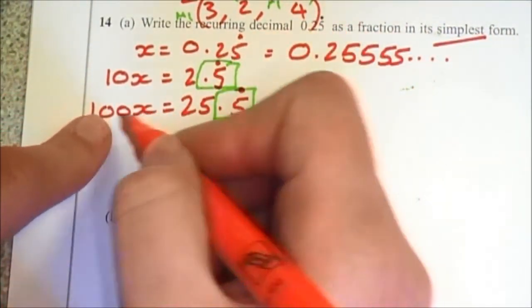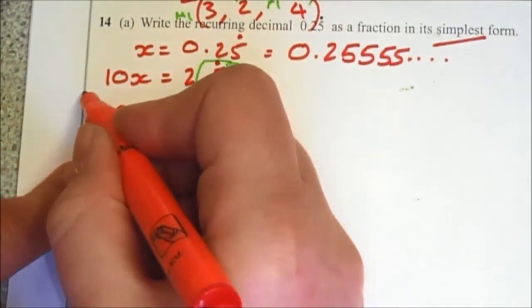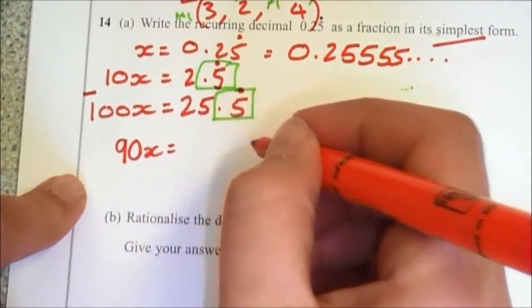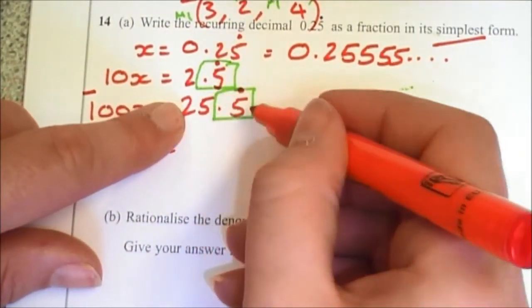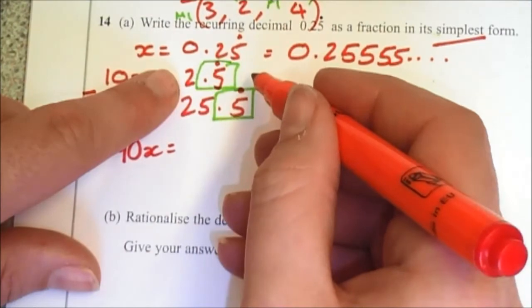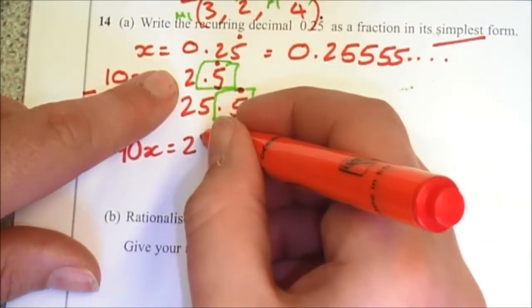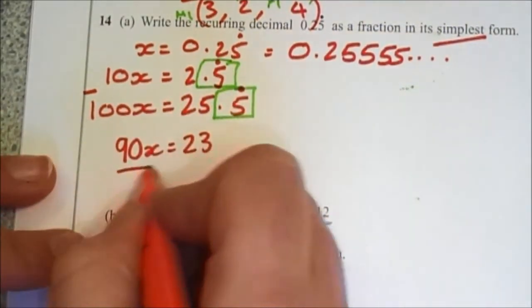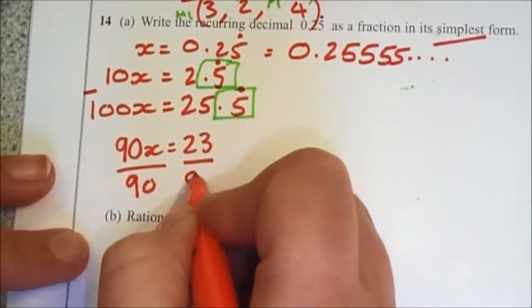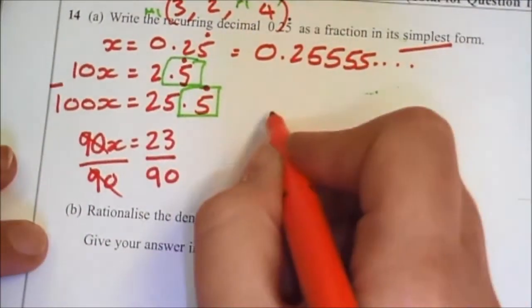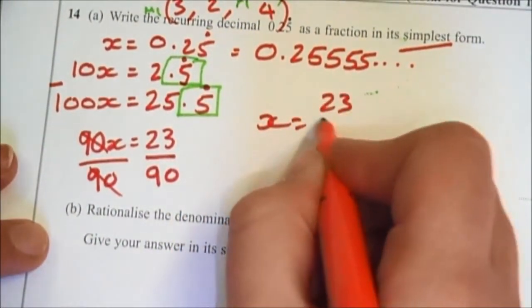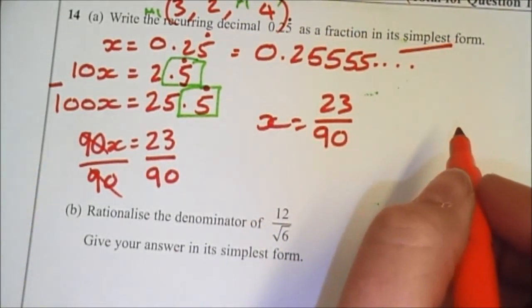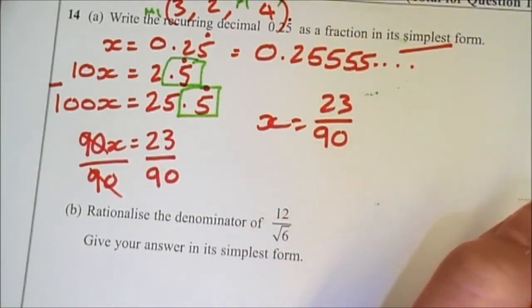So I can do 100x take away 10x would leave me with 90x. 25.5 recurring take away 2.5 recurring would leave me with 23 without any decimals. Then I can solve that for x by dividing the 90 away. That will leave me with x equals 23 over 90. Can I simplify that down any further? No, I can't, because there's nothing that goes into 23.